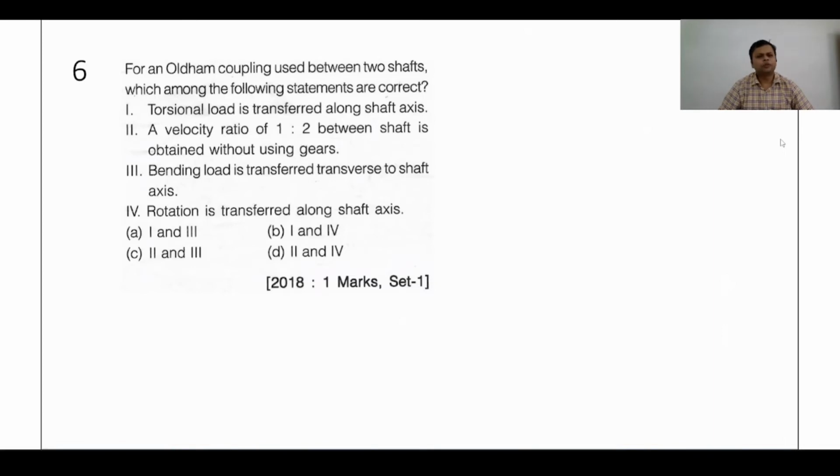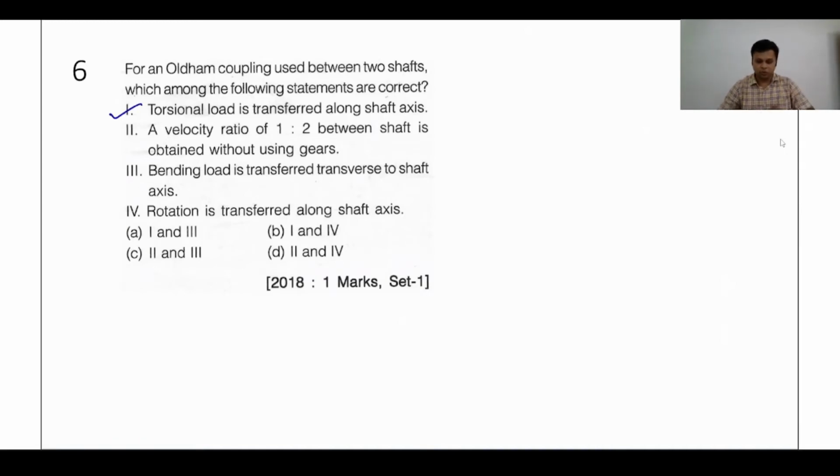So what are the different loads that will be there? First of all, since it is rotation, the rotation of this shaft will result in rotation of this shaft. So definitely there will be a twisting moment. So torsional load is transferred along the shaft axis. The first one is definitely true.